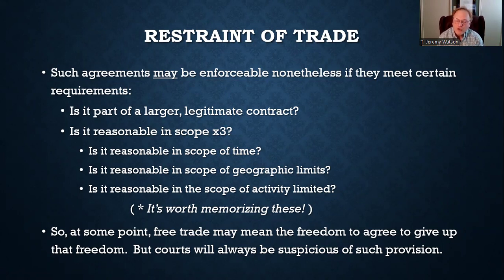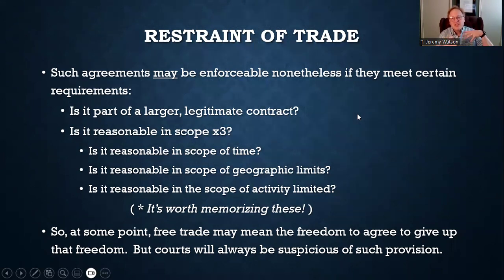So in order to be enforceable, these restraints on trade, these covenants not to compete, they need to be reasonable within scope, right? Reasonable within scope times 3. They've got to be reasonable in scope of time. They've got to be reasonable in scope of geographic limits, and they need to be reasonable within the scope of the activity limited. Okay, so reasonable in scope times 3. Now, if the court looks at that and says, yes, this is part of a larger legitimate contract, and yes, these terms do look reasonable, then typically a court may enforce that provision, even though it's in restraint of trade, right?